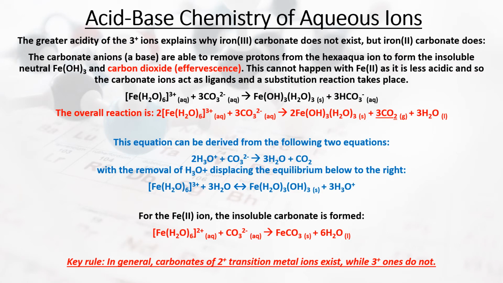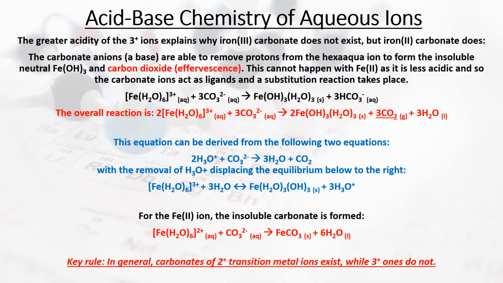Now, this greater acidity of the 3+ ions versus the 2+ ions, because of the higher charge density and the more polarizing power, explains why iron(III) carbonate does not exist, but iron(II) carbonate does. Now, the carbonate anions, as well as being a ligand, are also a base. And so they're able to remove protons from the hexaaqua ion to form the insoluble neutral Fe(OH)3. So because our 3+ ion is so much more acidic than our 2+ ion, we get this acid-base chemistry happening.